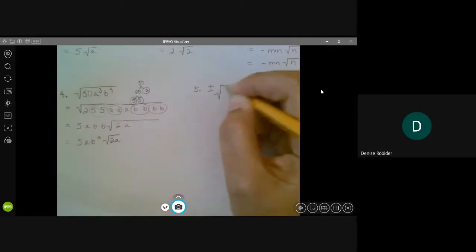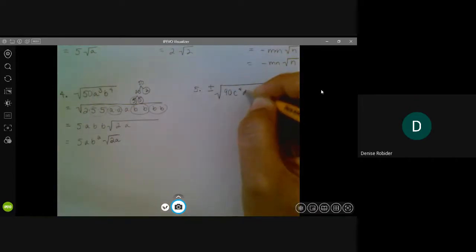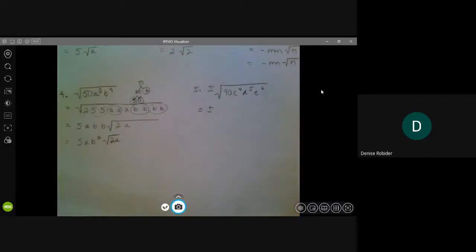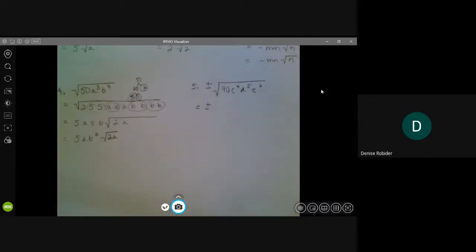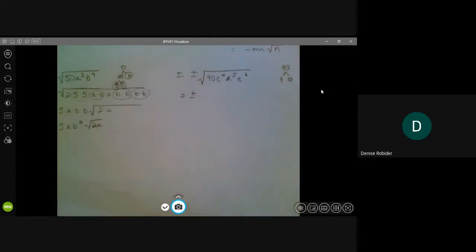All right, let's look at number 5. It's the square root of 90, c to the 4th, d to the 5th, e to the 6th. Okay. Dang, I keep forgetting. I'm using the prime factorization. Let's make a tree. Here, I am allowed to use 9 times 10 because I'm not concerned with squares. I'm concerned with finding the prime factors because from those prime factors, I can find my square roots.